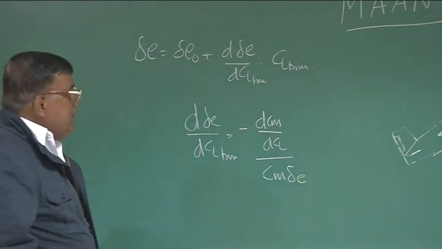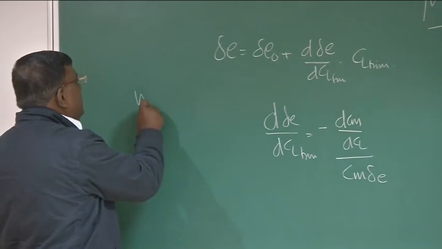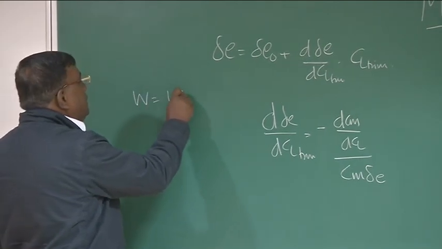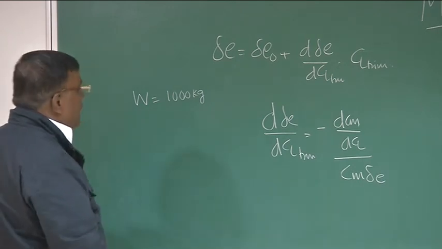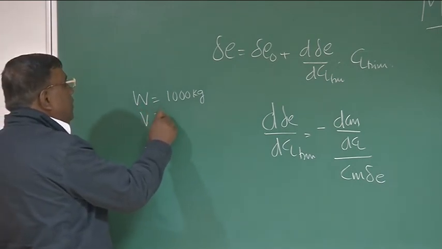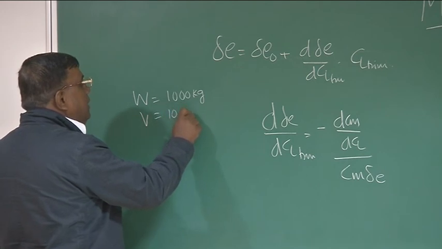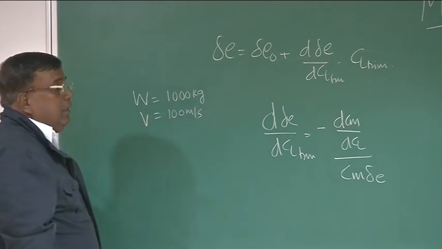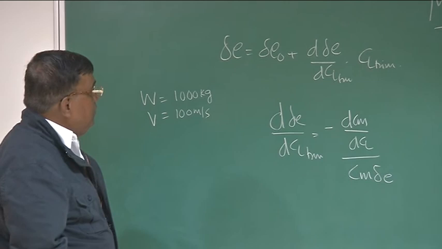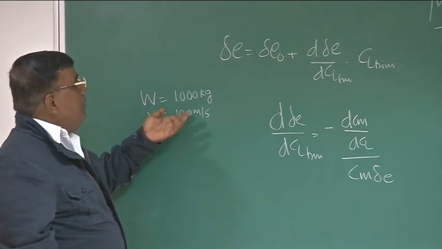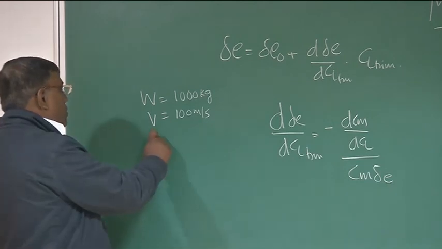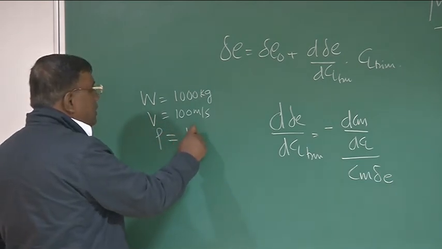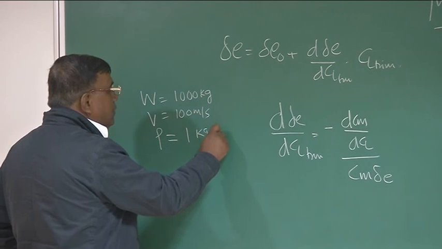Right? So let us take an example. Let's say weight is 1000 kg of the airplane. Assume V is equal to 100 meter per second. This is the climb speed, which is very high, but for numerical advantage I am taking 100 meter per second.